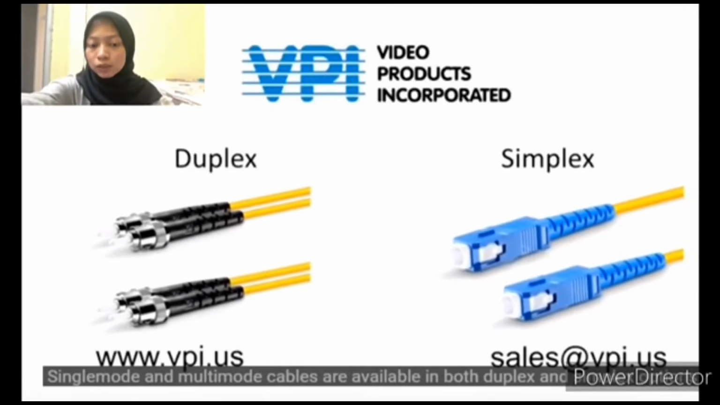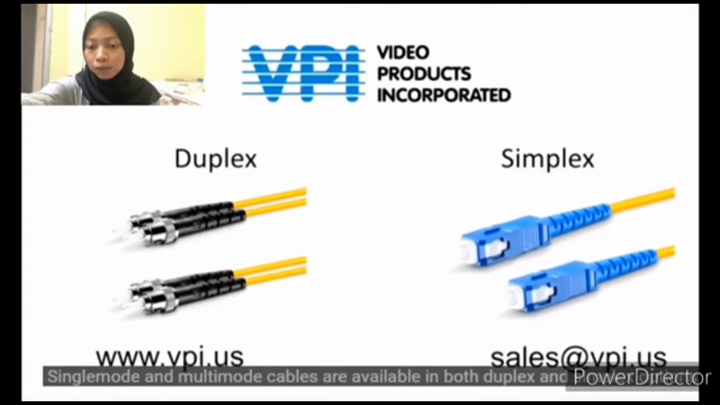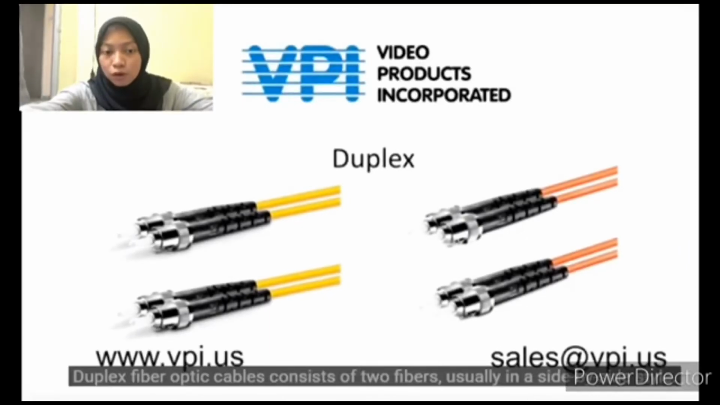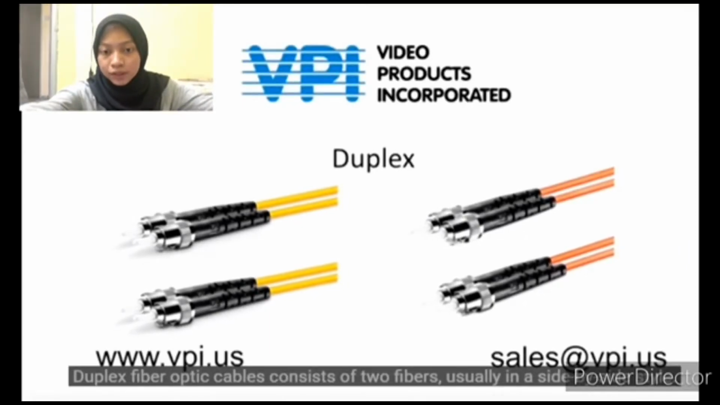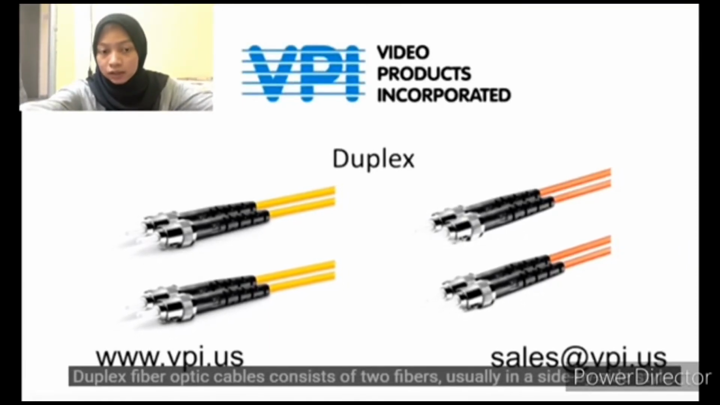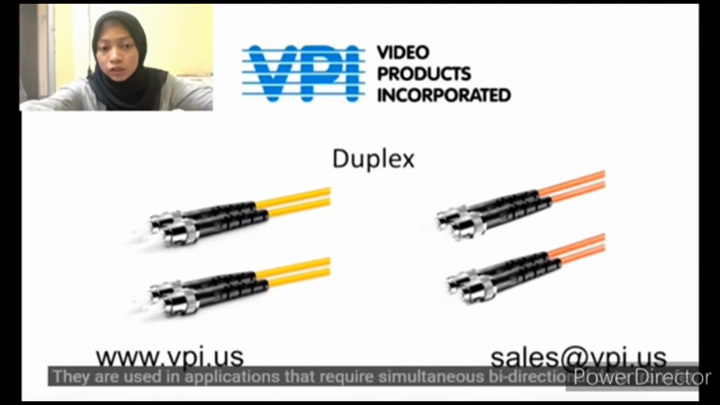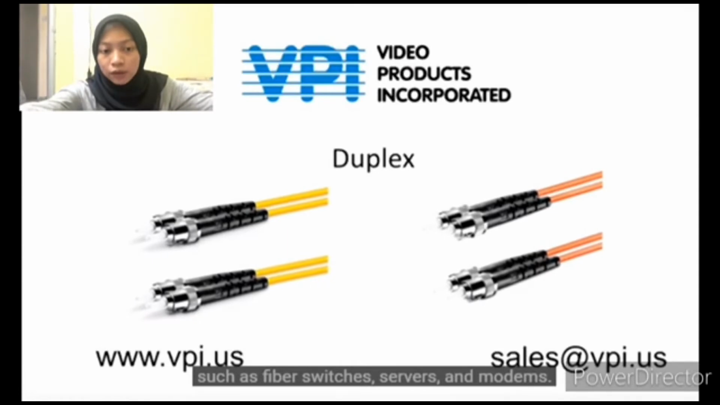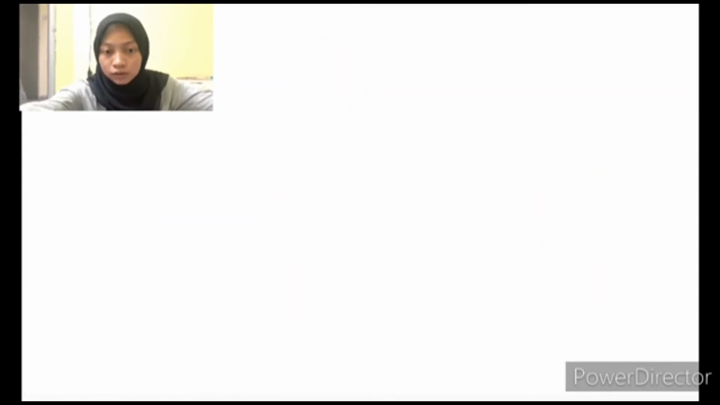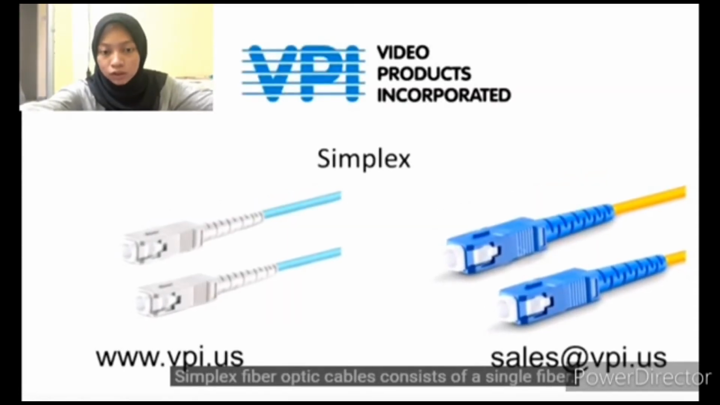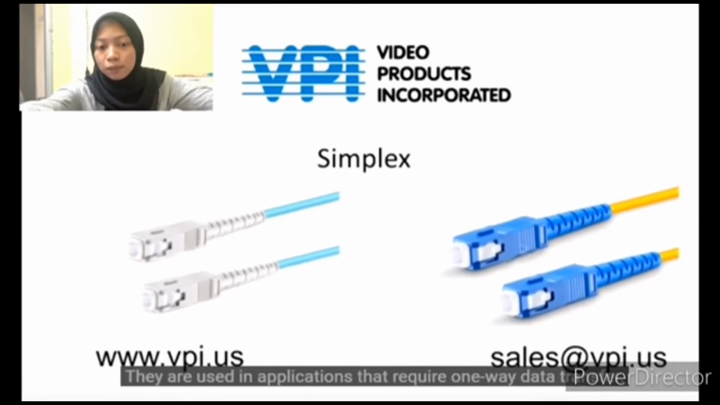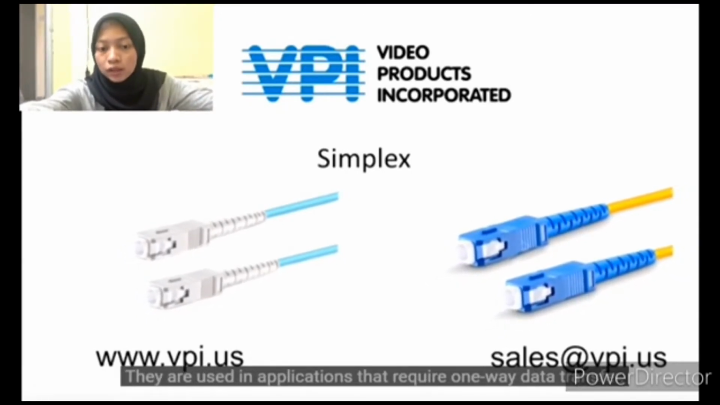Single mode and multi-mode cables are available in both duplex and simplex options. Duplex fiber optic cables consist of two fibers, usually in a side-by-side style. They are used in applications that require simultaneous bidirectional data transfer, such as fiber switches, servers, and modems. Simplex fiber optic cables consist of a single fiber. They are used in applications that require one-way data transfer.